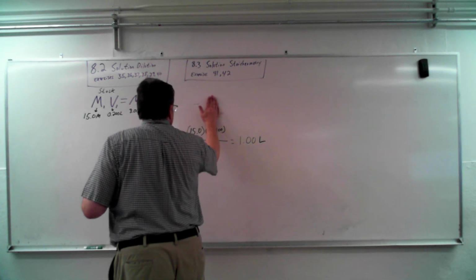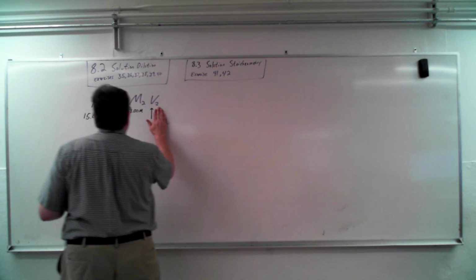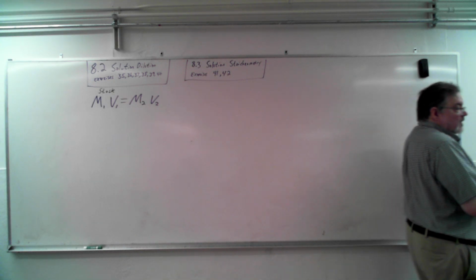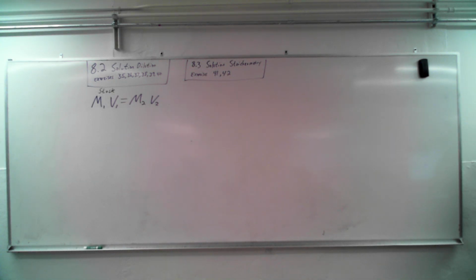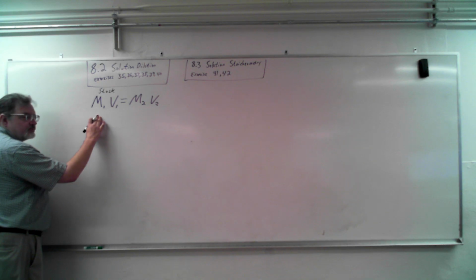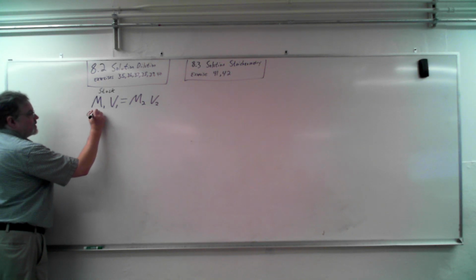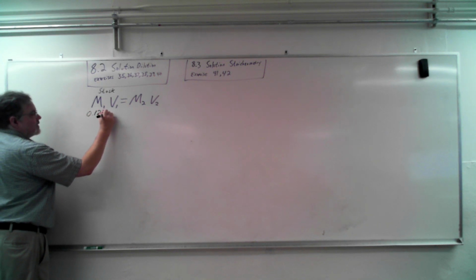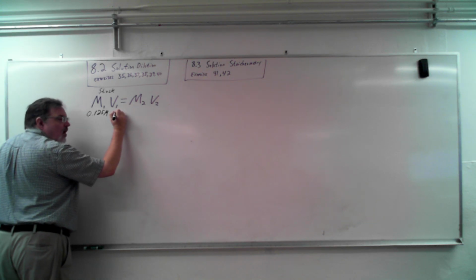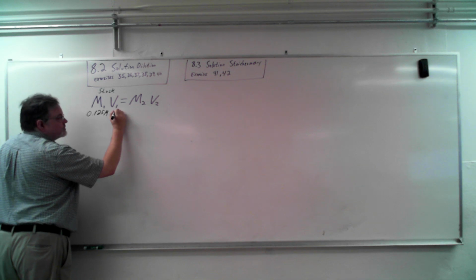Again, the key is identifying what you've been given. 150 milliliters of a 0.125 molar solution is diluted to 2. So what is M1? 0.125. And what is V1? It's in milliliters. Do you want us to get it to liters? You can leave it in milliliters. Okay, 150.0.